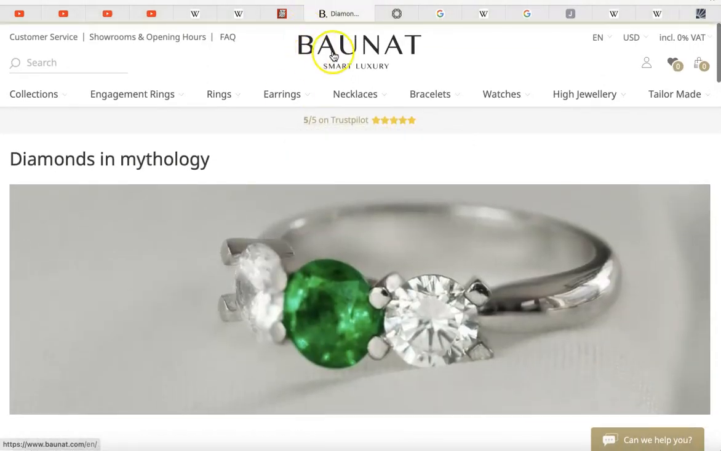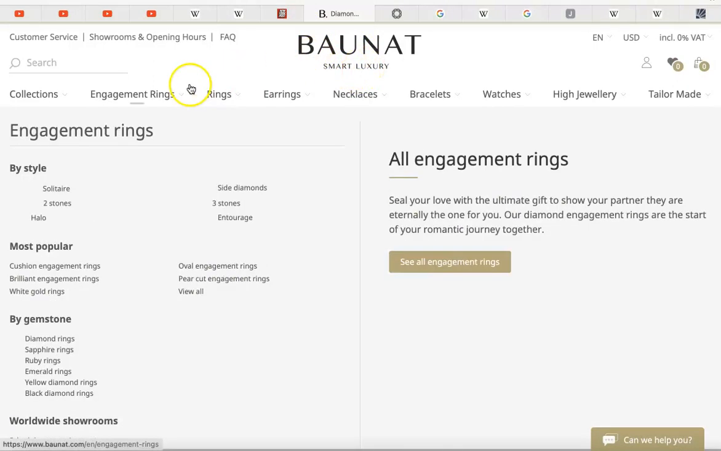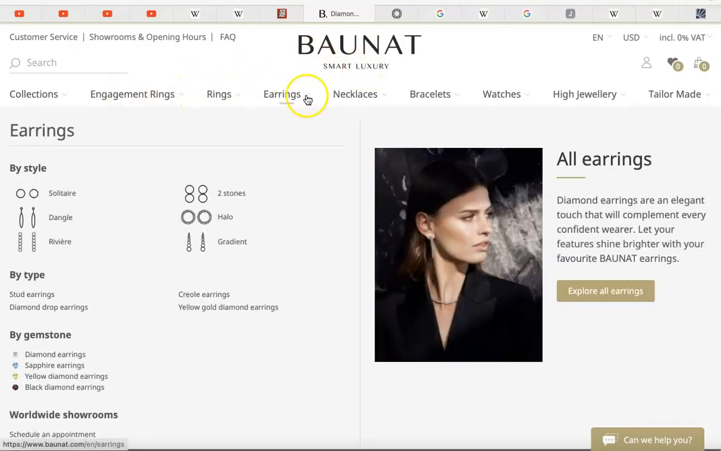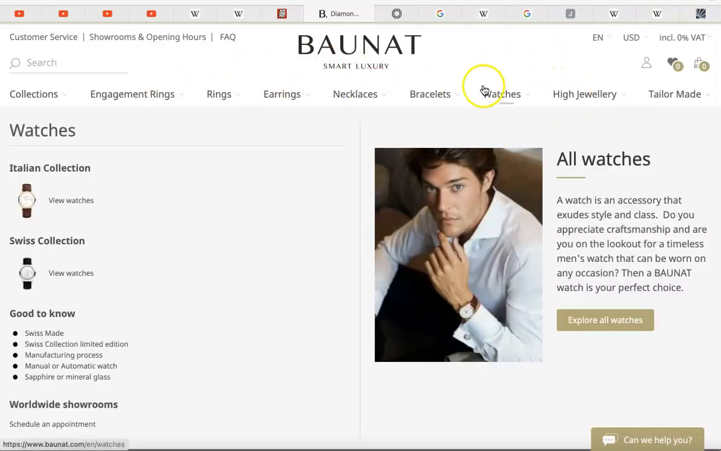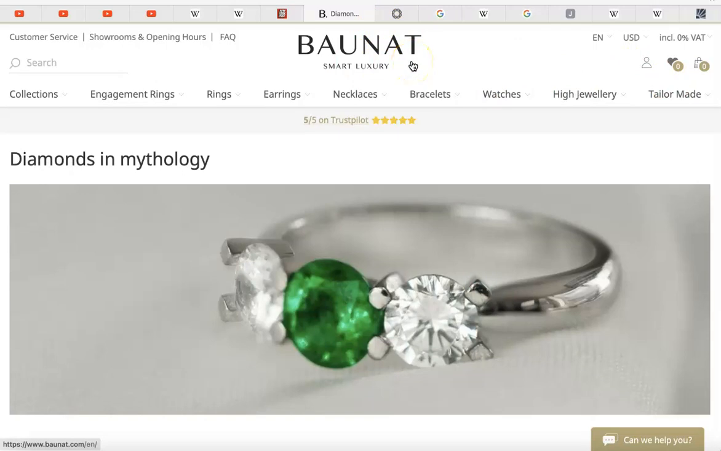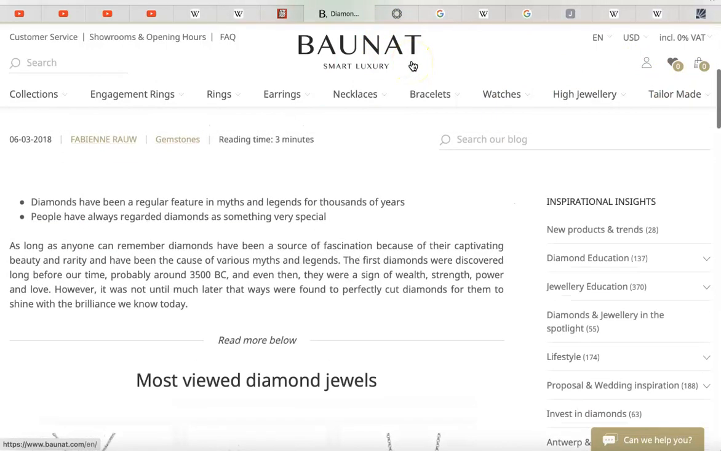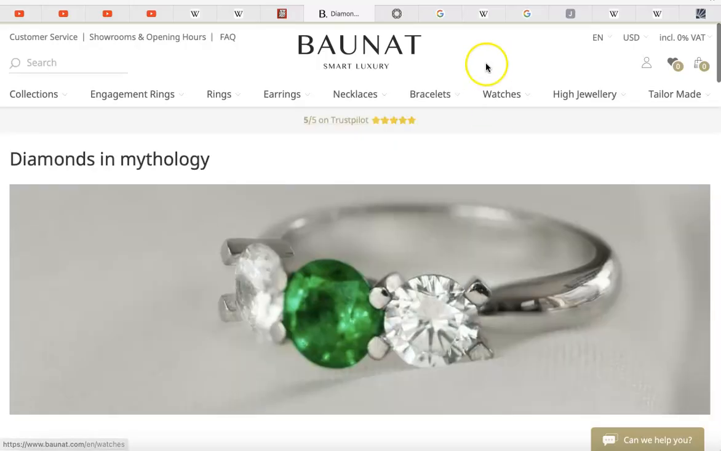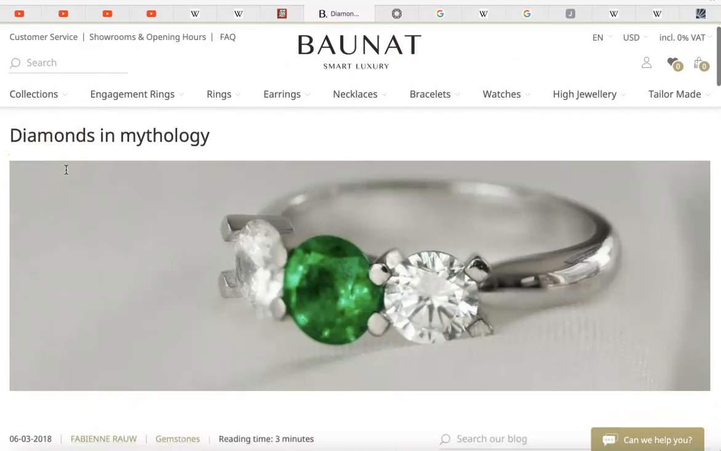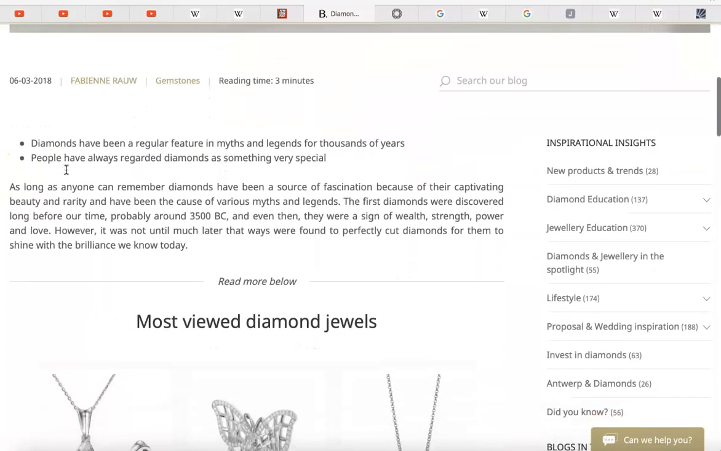Again, I found a website. This is obviously a jeweler. Smart luxury, rings, earrings, necklaces, bracelets, watches, high jewelry. I don't know what that means. Tailor-made, whatever. Looks like an interesting website, and that's their business, jewelry. And they have this cute article, Diamonds in Mythology. I could have gone to Wikipedia, of course I could have, but I didn't. I wanted something a little more interesting, and here it is.